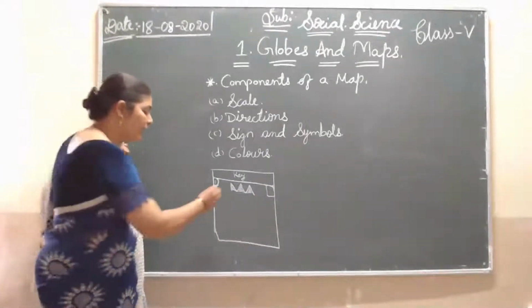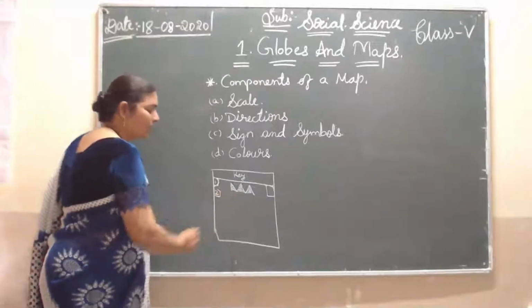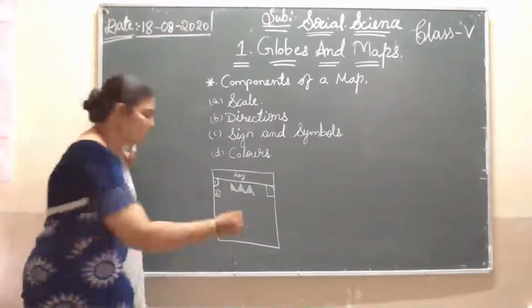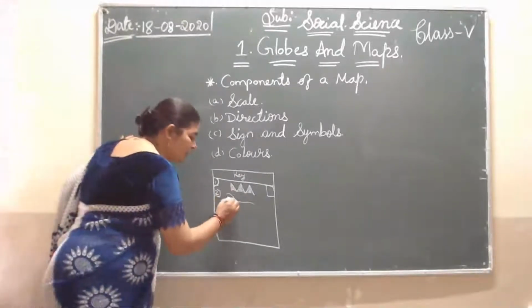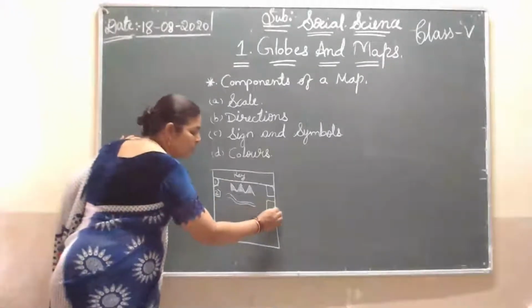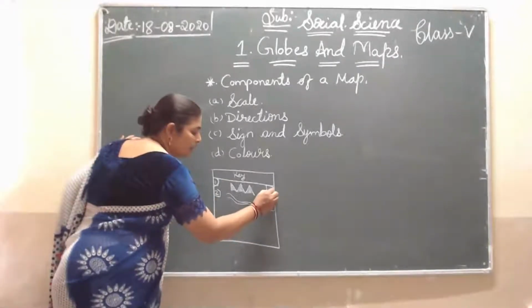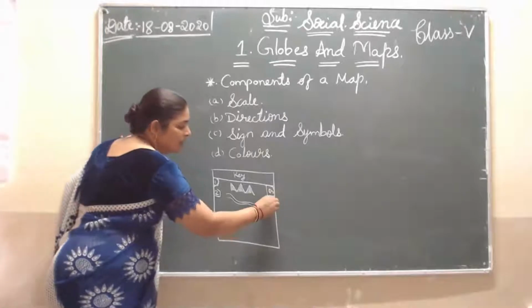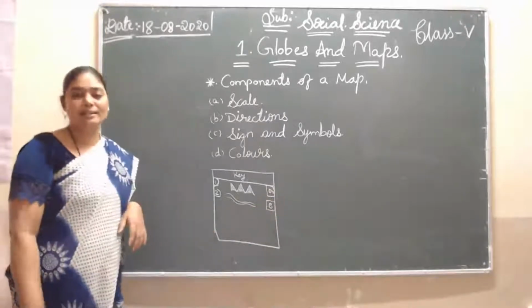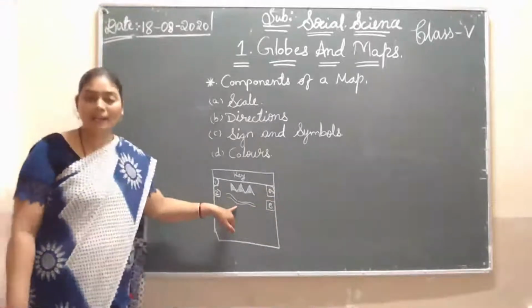Then again second one, if you want to see the rivers, means rivers they are showing this way, and here they are showing blue color. Here brown color and here blue, sky blue color. Okay, then water color it is.